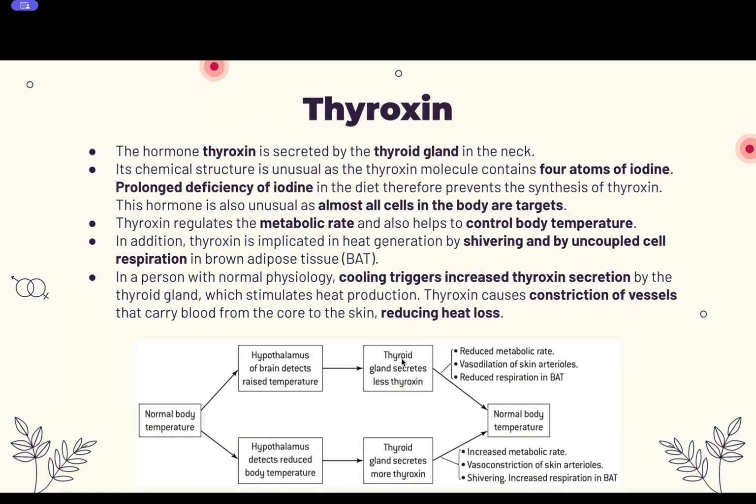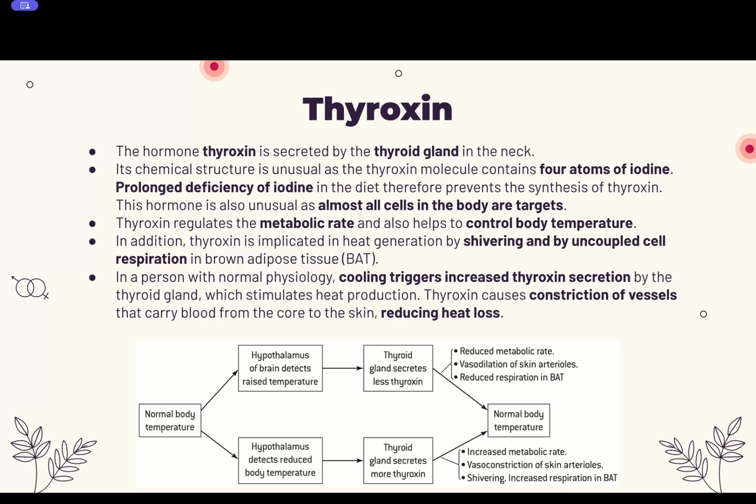Okay, so thyroxine. In our IB textbook, I think it just says thyroxine without the E. The hormone thyroxine is secreted by our thyroid gland, which is present in our neck. Its chemical structure is unusual, since the thyroxine molecule has 4 atoms of iodine.